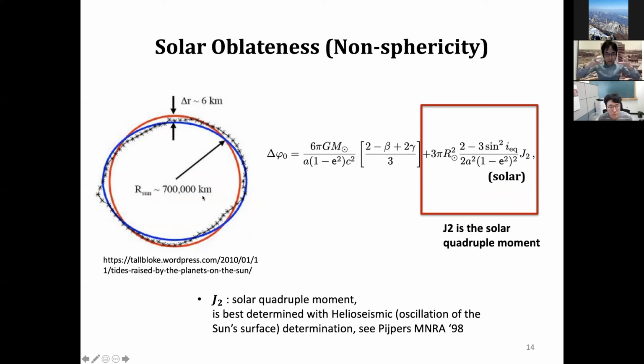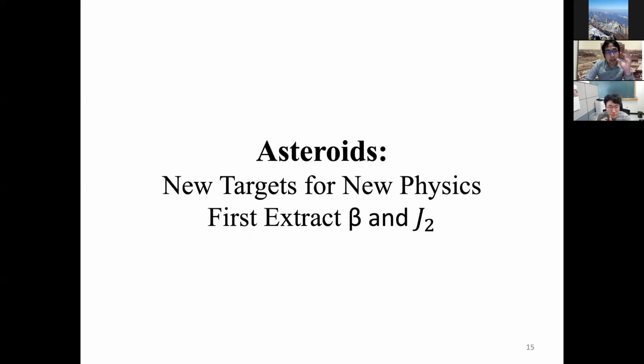Because the sun is not spherical, it will also cause a precession. When you rotate at a certain angle, it will also have a precession, things like that. Actually, even if I is 0, there will still be precession. So non-spherical will induce precession, and the leading contribution is from J2, the solar quadrupole moment. Okay, so why do I introduce this parameter? It's because when you study asteroids very precisely, you can actually determine the beta and J2 parameters very precisely. And because you can study beta and J2 so precisely, you may also be able to study new physics. So now we want to include asteroids as new targets for new physics studies. And if you have any questions, please let me know.